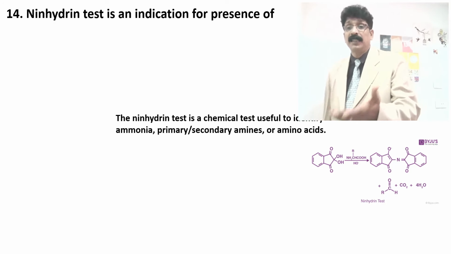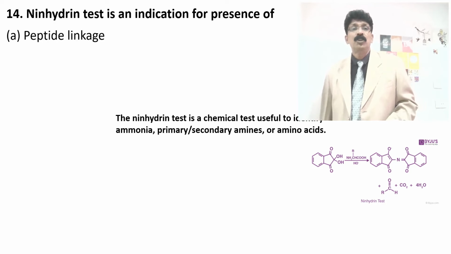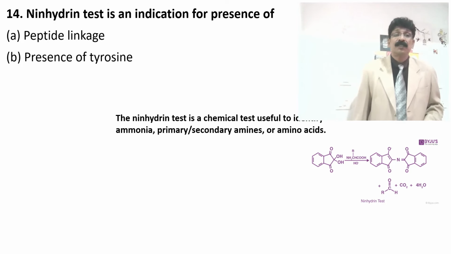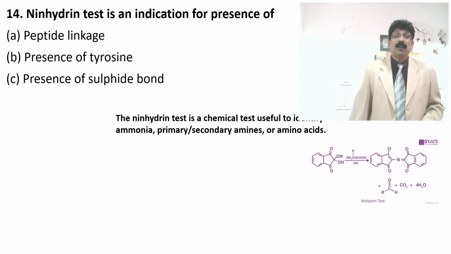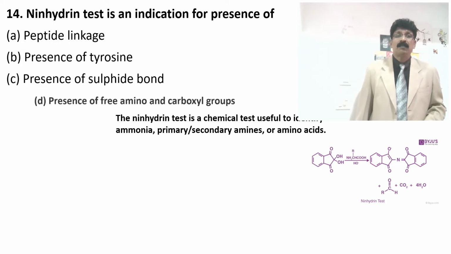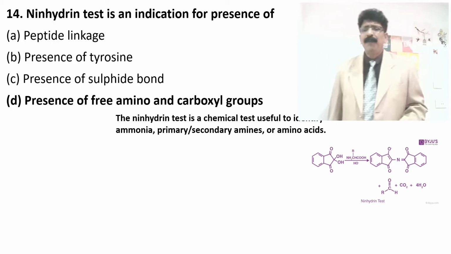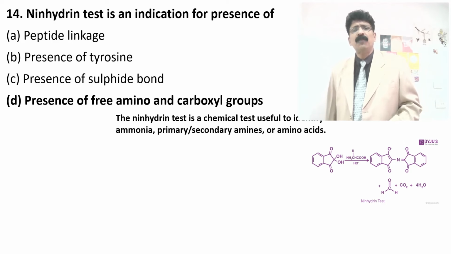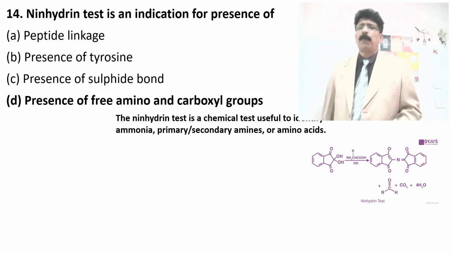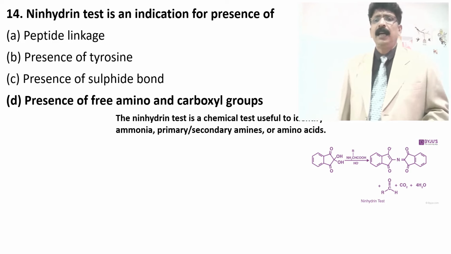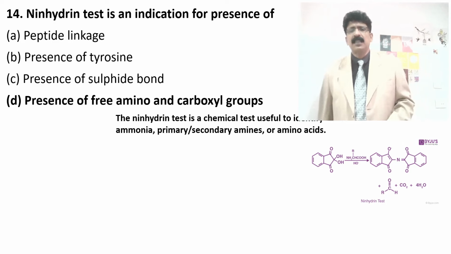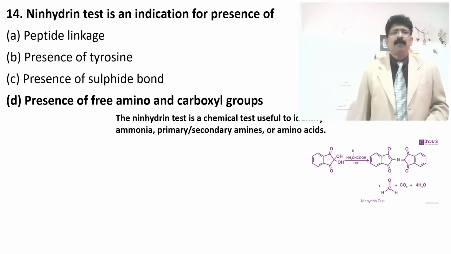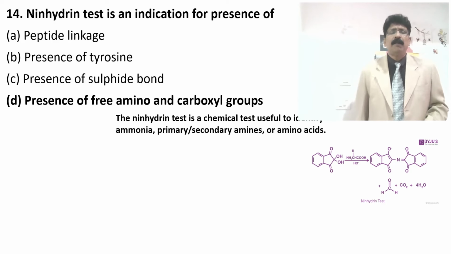Purple color can be produced by ninhydrin. So due to peptide linkage, no. Are they indicating the presence of tyrosine or the presence of a sulfide bond? No, they are giving color. The test indicates the presence of an amino group and carboxylic group, or the presence of amino acid in a protein, in a mixture of amino acids, or in a single amino acid. The presence of an NH2 group can be easily identified by the ninhydrin test.